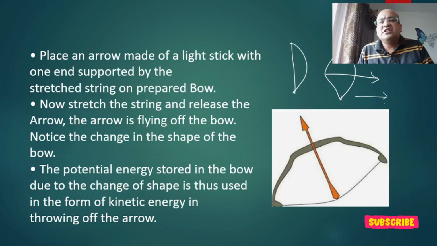Notice the change in the shape of the bow. We see that it regains its original shape. What happens is that the potential energy stored in the bow due to the change of shape is used in the form of kinetic energy in throwing the arrow, and it moves forward. The more the potential energy, the more it will be converted into kinetic energy.